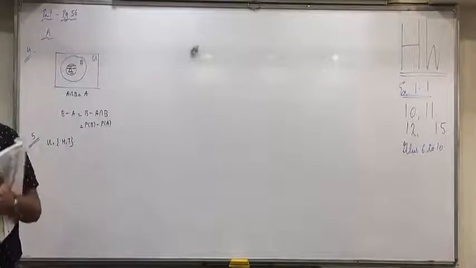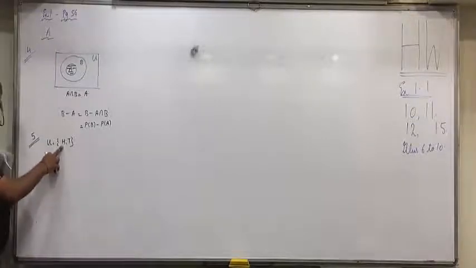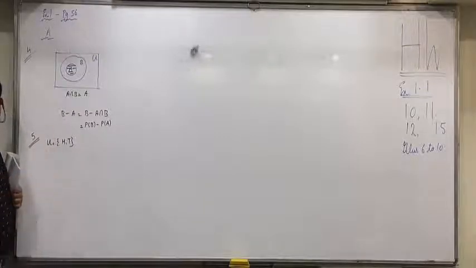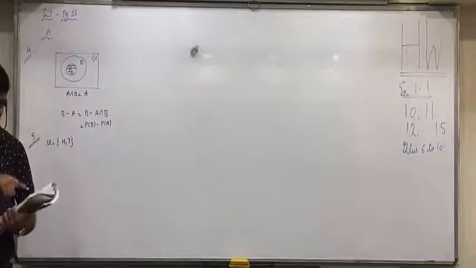What will be PH plus PT? What will be probability of heads? 0.5. 0.5 plus probability of tails 0.5. So B is also correct.